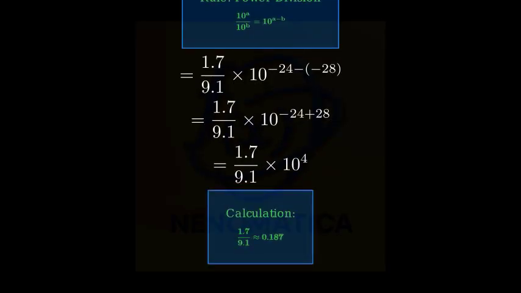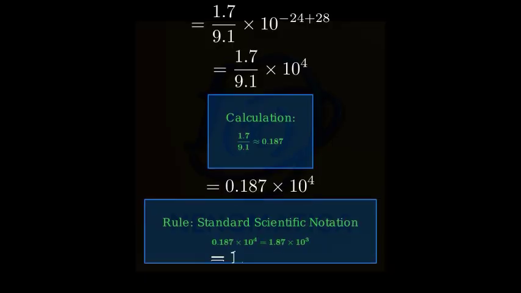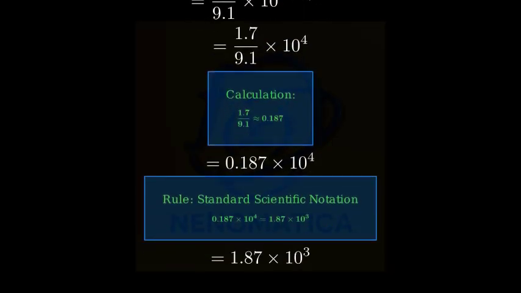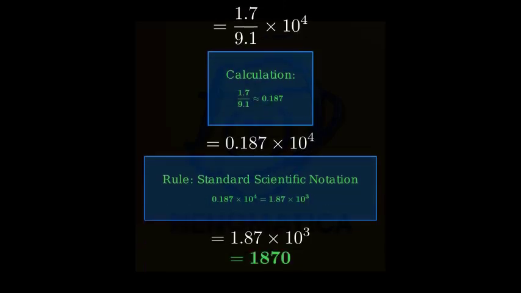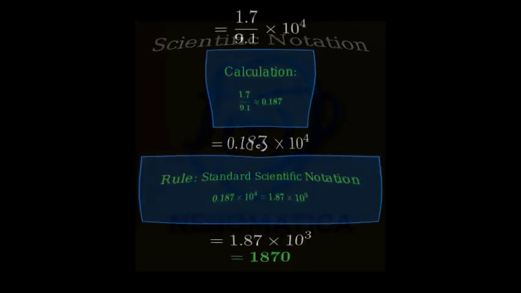Now, let's calculate 1.7 divided by 9.1. This gives us approximately 0.187. We can write this in standard scientific notation by adjusting the coefficient and exponent. 0.187 times 10 to the fourth is equal to 1.87 times 10 to the third. This means the hydrogen atom is approximately 1,870 times more massive than an electron.